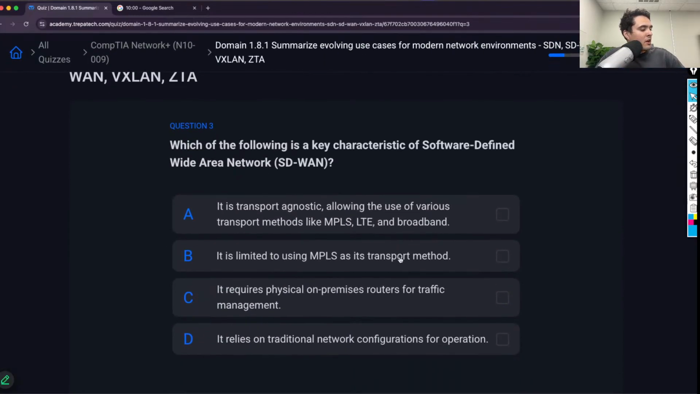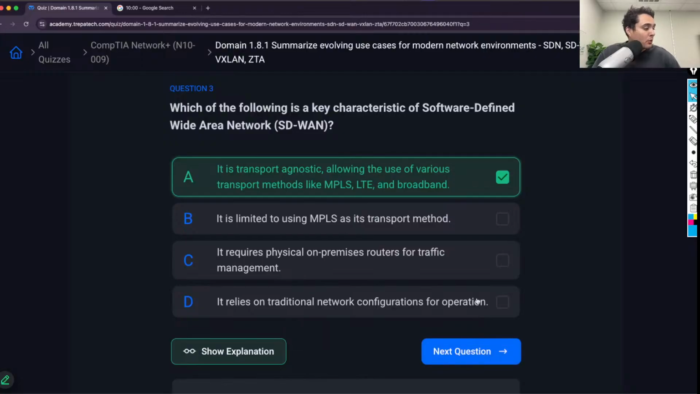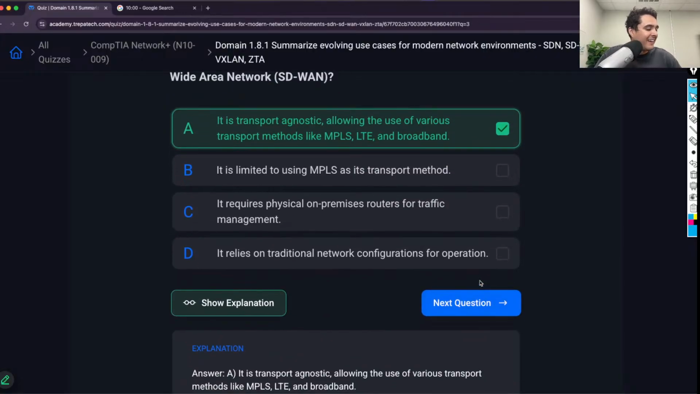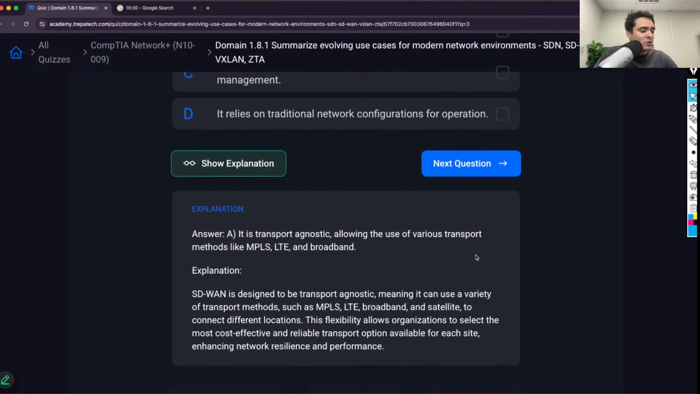Question 3. Which of the following is a key characteristic of software-defined wide area networks? It's not limited to just an MPLS, physical. Obviously, we need a router for SD-WAN to work, but this could be like a CSR router that's virtualized. You could use a VM to do SD-WAN with your router. So this one, it's A, right? It's transport agnostic. I said it like 5 times, so we know that. It can use any form of transport.